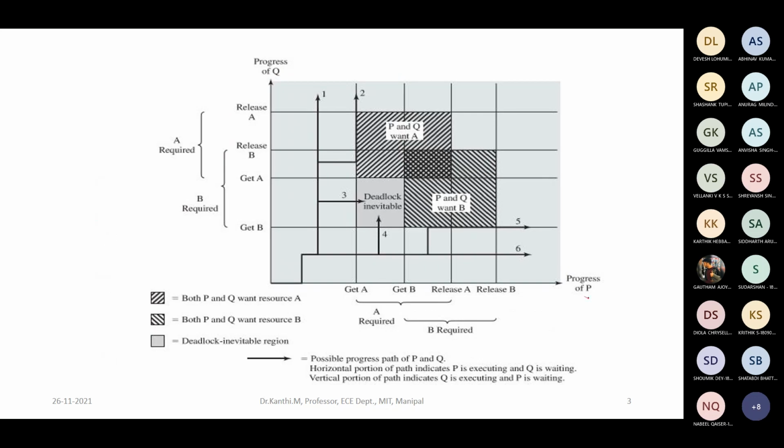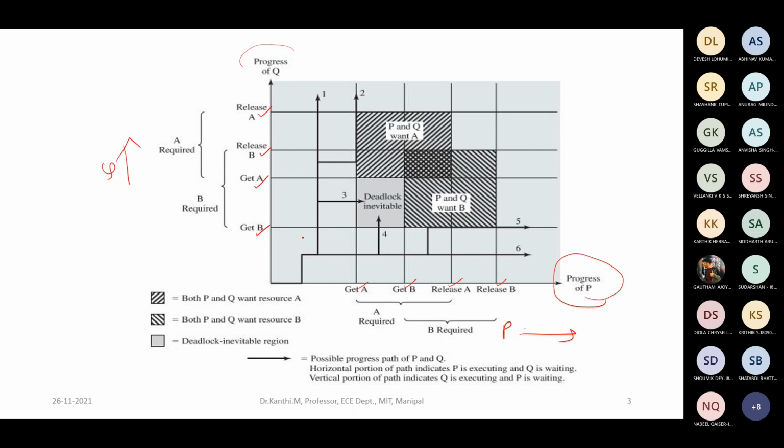So I have a process P and process Q. This is the progress of Q and the progress of P. As I mentioned in the previous slide, for process P, you get A, get B, release A, and then release B. For process Q, get B, get A, release B, and then release A. Now, let us try to understand the different combinations through which there is a possibility of getting deadlocks, and where we may not have a deadlock.